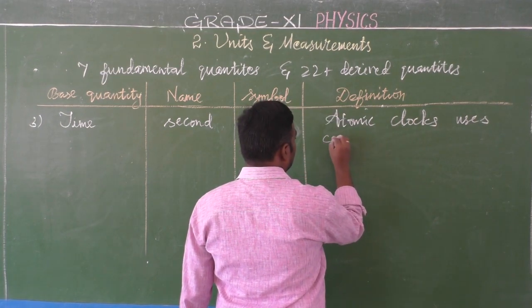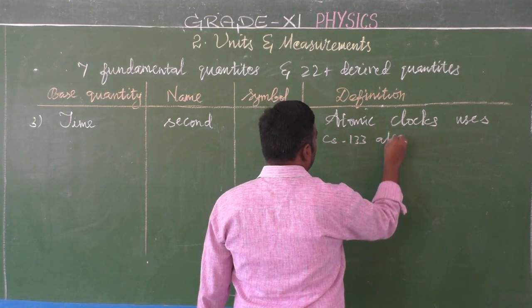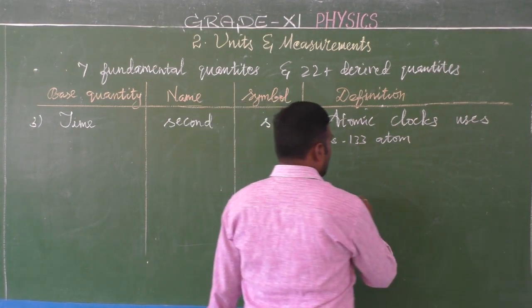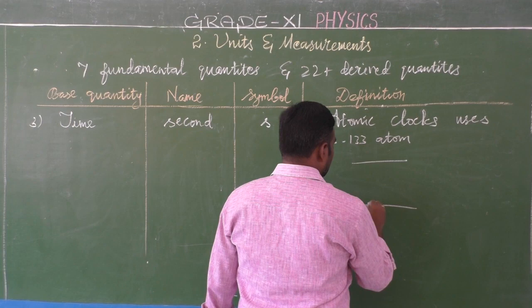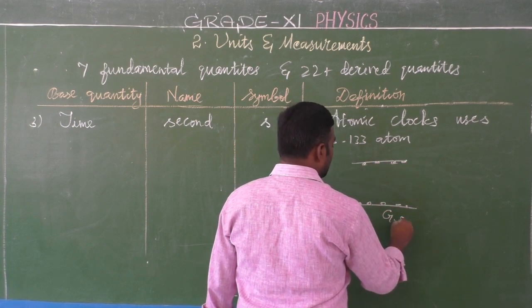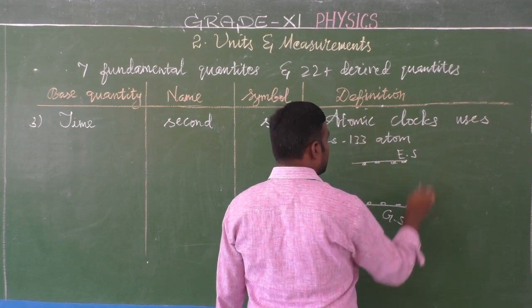So atomic clocks use cesium atoms, cesium 133 atoms. The cesium 133 atoms have two hyperfine levels. This is the ground state. This is the excited state. This is a ground state atom. This is the excited state energy level.